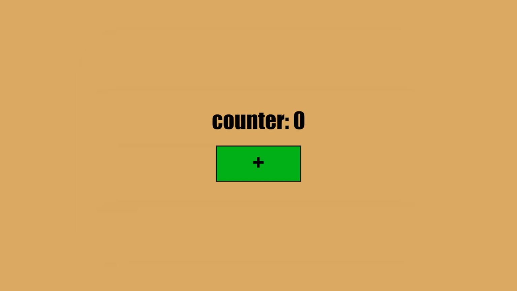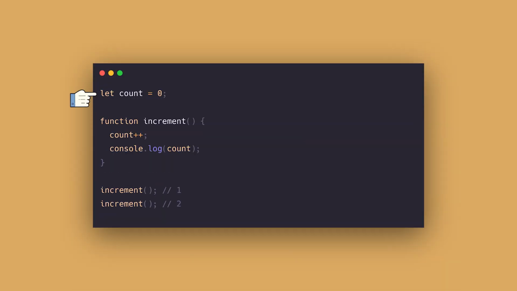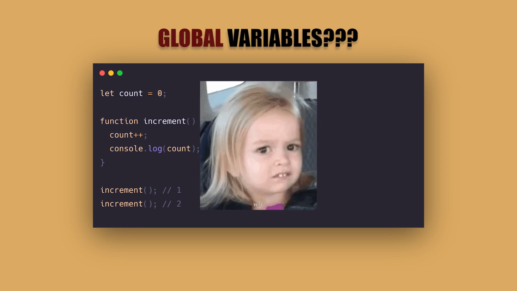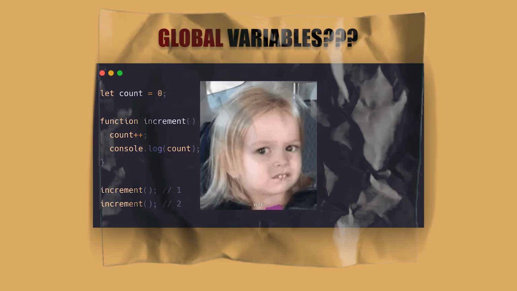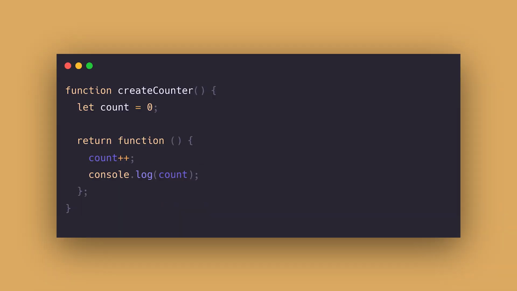Let's say you want to build a counter, a function that counts up every time you call it. You could just declare a count variable globally and increment it. But ew. Global variables? Let's be better than that. Instead, we create a function called createCounter. Inside, we declare count with the value of 0. Then we return another function that increments count and logs it.